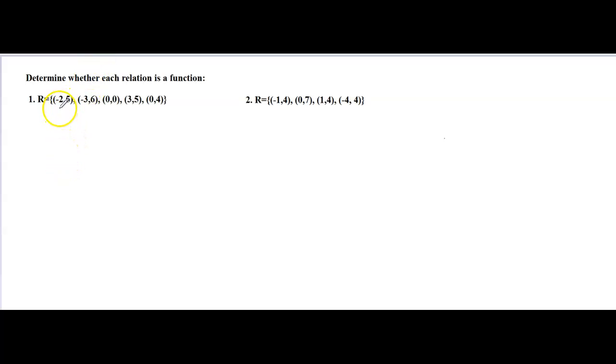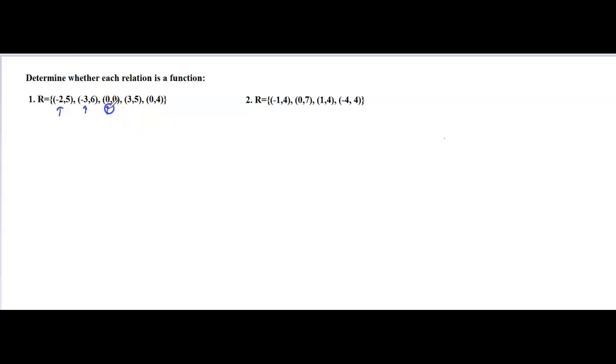So we look at all the x's, so we have -2, and we could ask ourselves, is -2 matched with any other y? No, it's matched with 5, and I don't see it matched to any other y. Then we could look at -3. Is -3 matched with any other y? I see 3 is matched with 5, but -3 is matched with only 6.